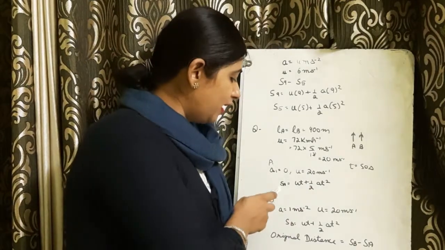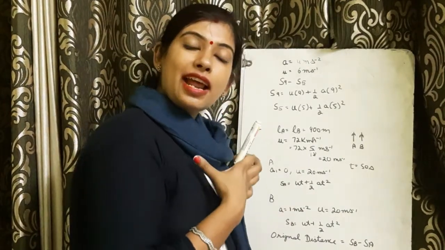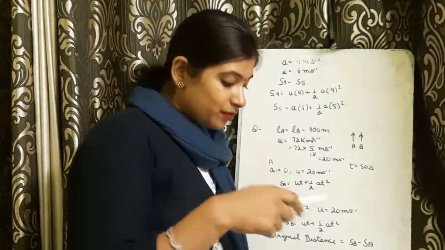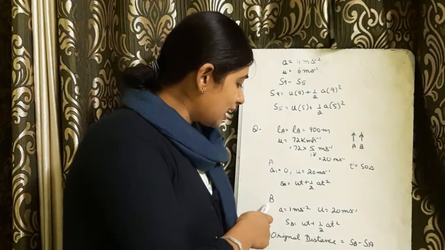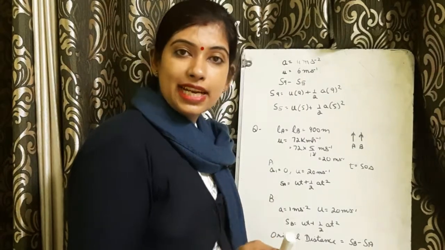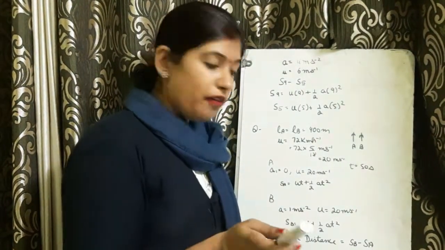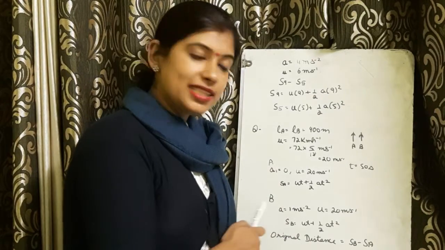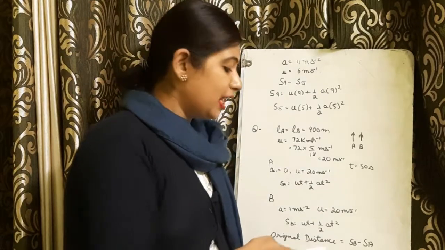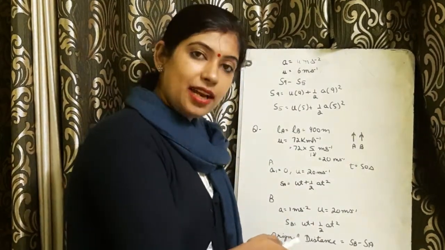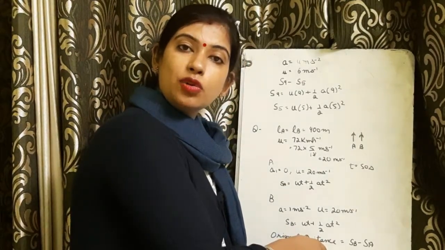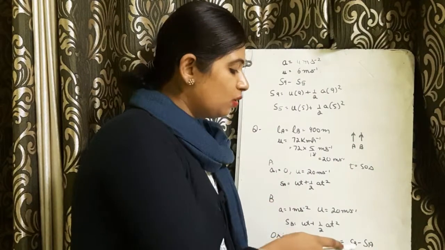Substitute it and get the value of SA, that is the distance covered by train A in 50 seconds. Then you will find out the distance traveled by train B. But in case of train B, you will not take acceleration as 0, but you will take the value of acceleration as 1 meter per second square. U will be the same, 20 meter per second, and the distance traveled by train B will be ut plus half at square. After substituting these values, you will get the original distance between the two trains by subtracting these two distances.